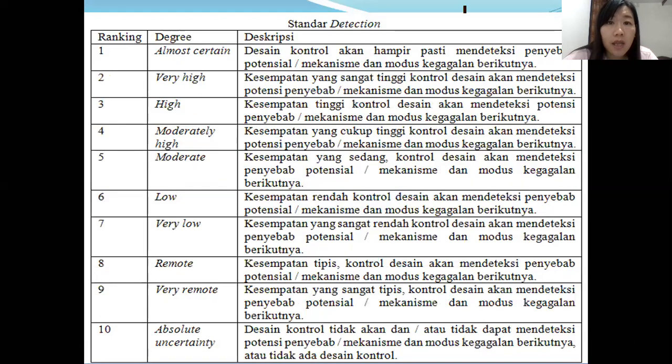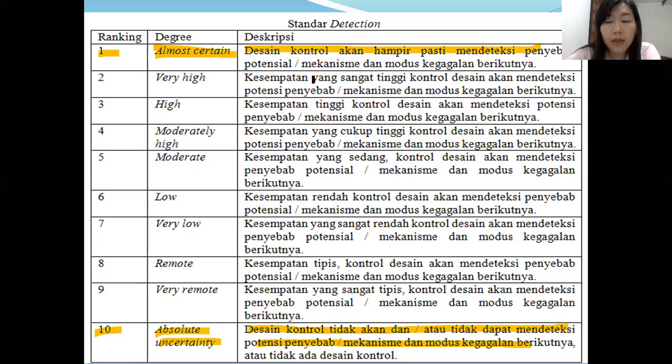Severity, and then the description of detection. If our mechanism, our design control, is not able to detect the failure, we call it level 10. Our detection mechanism is absolutely uncertain to detect the failure. But if we have a very good detection, like smoke detection, if a fire happens, the design control is almost certain to detect it, we can categorize it at level 1. It means that our detection mechanism is very good.